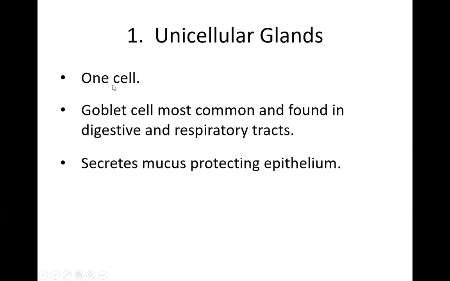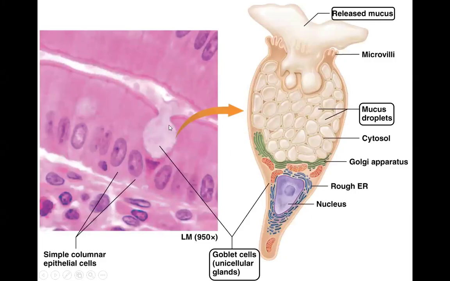Unicellular glands are one-cell glands. These are like the goblet cell that secretes mucus and is most commonly found in the digestive and respiratory tracts. Please remember this goblet cell. This goblet cell is important and it's found in the digestive and the respiratory tracts. They secrete mucus, protecting the epithelium. See, these are the goblet cells. They look like a goblet. You see, these are the mucus droplets.